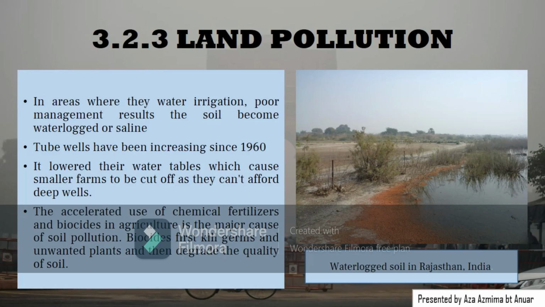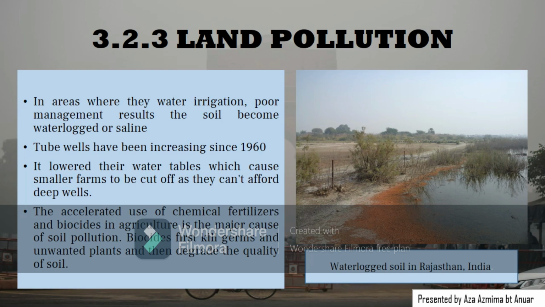In areas using irrigation, poor management results in watering of fields where the terrain or subsurface conditions are unstable. Here is an example of a dumping ground for sewage, solid and liquid waste in Tamil Nadu, India.